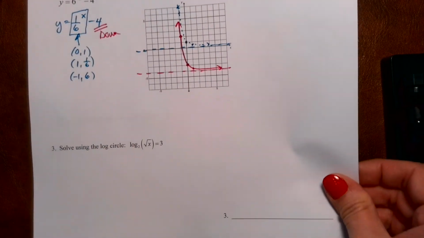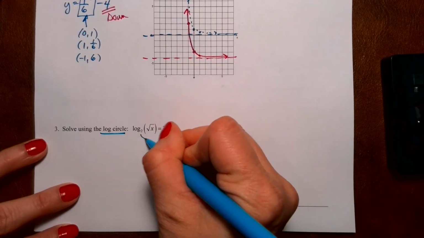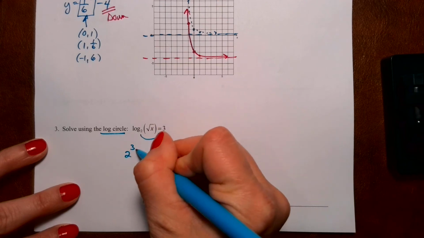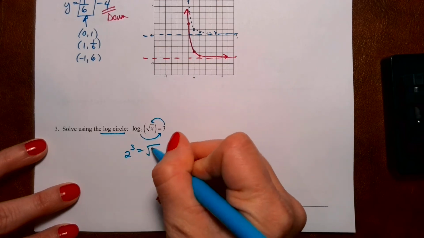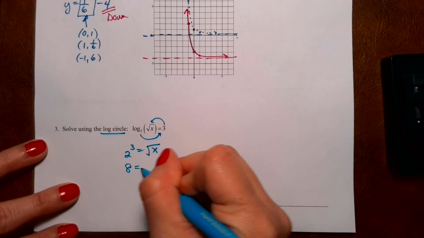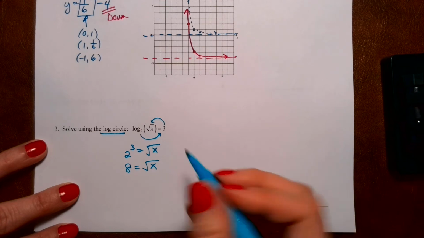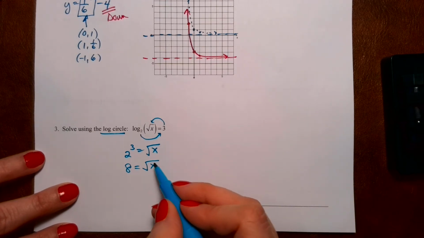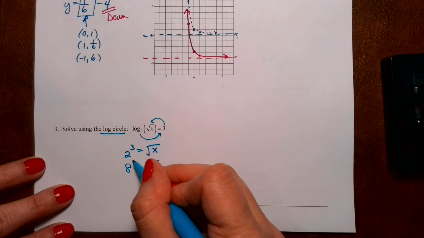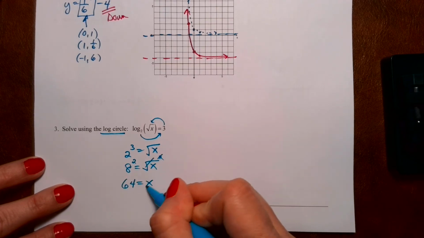Okay, the next problem that I asked you to do was solve using the log circle. 2 to the power of 3 equals radical x. 2 to the third power is 8 equals radical x. There's a couple ways you can do this. Okay, to undo a radical, you can square both sides. Okay, and x equals 64.